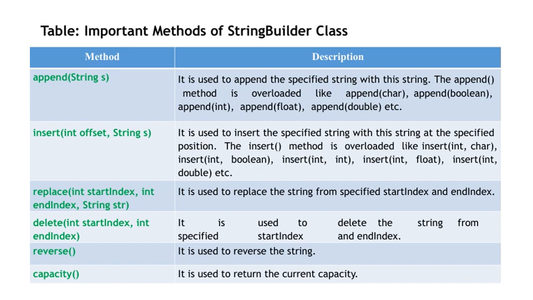Next, we have the insert method. This allows you to insert a string at a specific position within your existing string. So if you need to add some text somewhere in the middle, you can specify the exact index where the insertion should happen. Similar to append, insert is also overloaded, meaning you can insert different data types like characters, booleans, integers, floats, or doubles at that position.